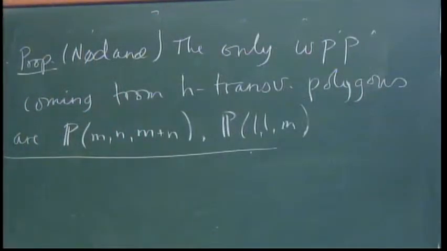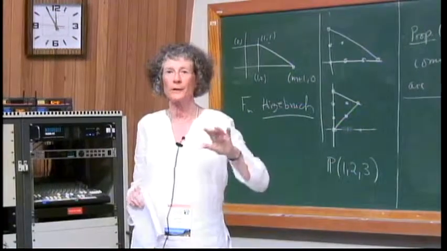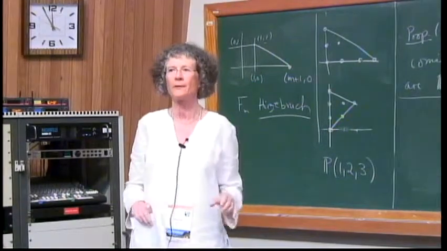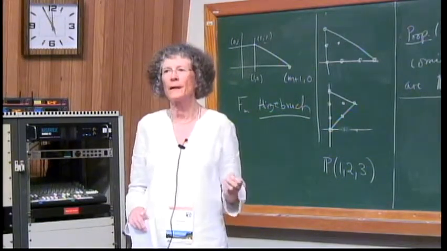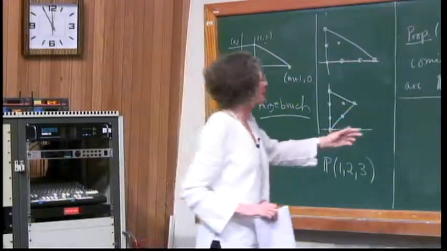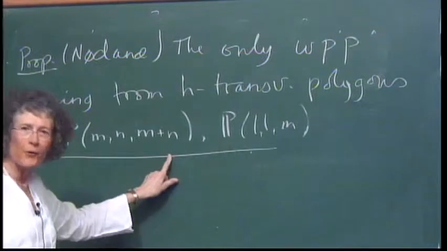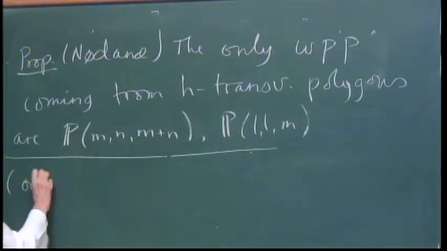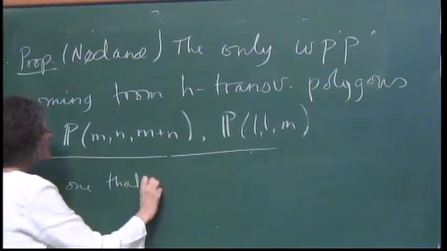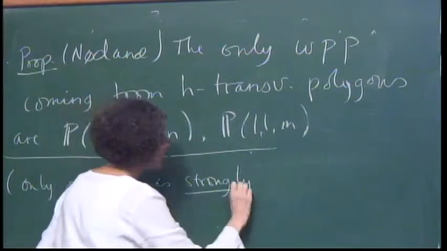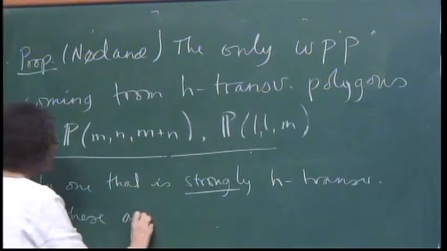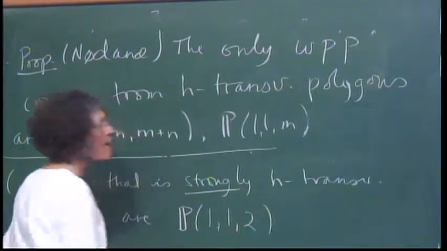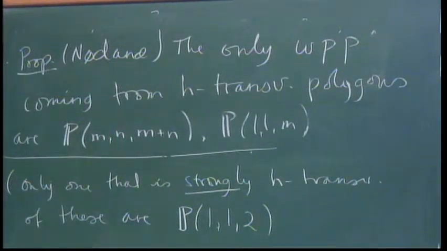I should say that the better formulas from Liu and Osserman are in the case when the polygon is not only H-transversal, but what they call strongly H-transversal. And that actually implies that the surface singularities are Gorenstein, rational double points. And which of these are strongly H-transversal? Only one of these is strongly H transversal, P112. And this is the weighted projective plane, which is the cone over a plane conic.